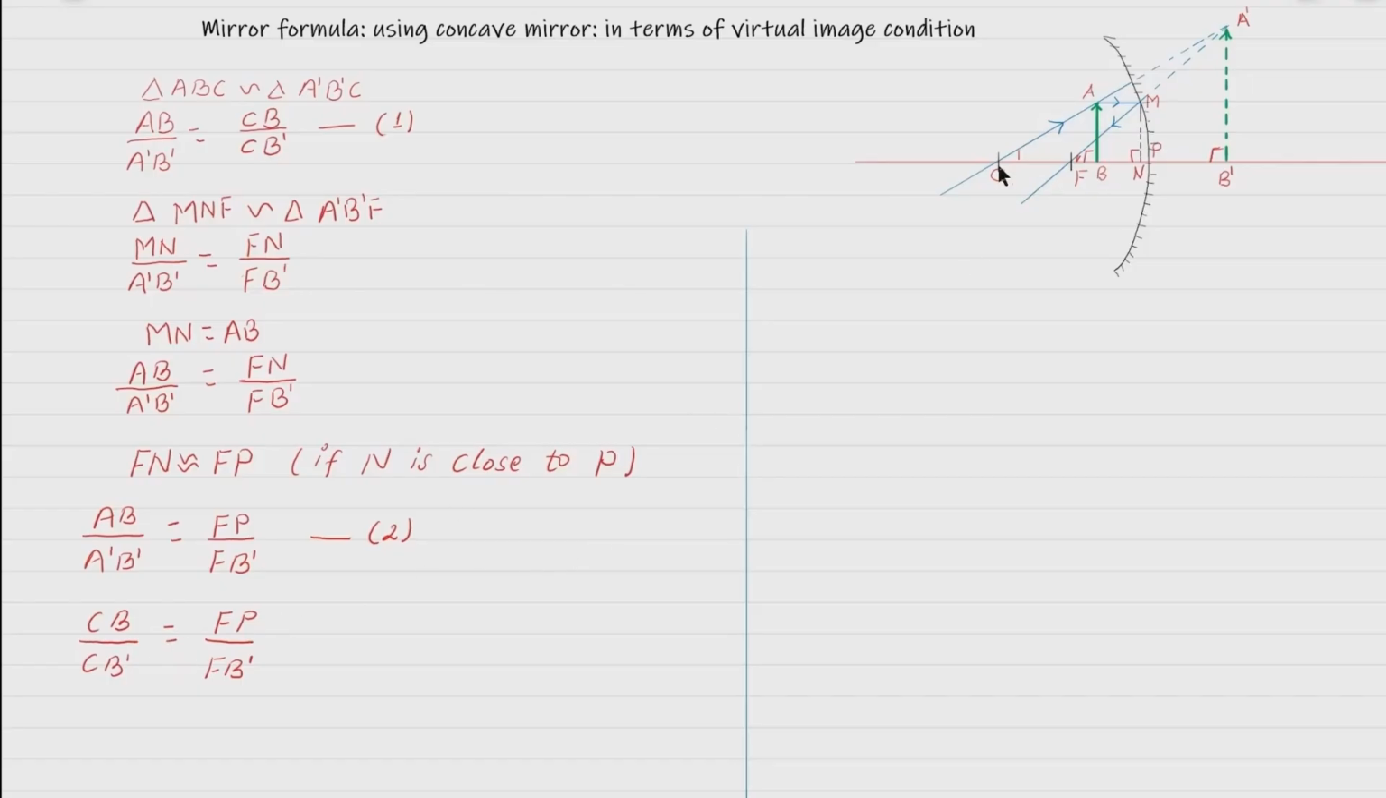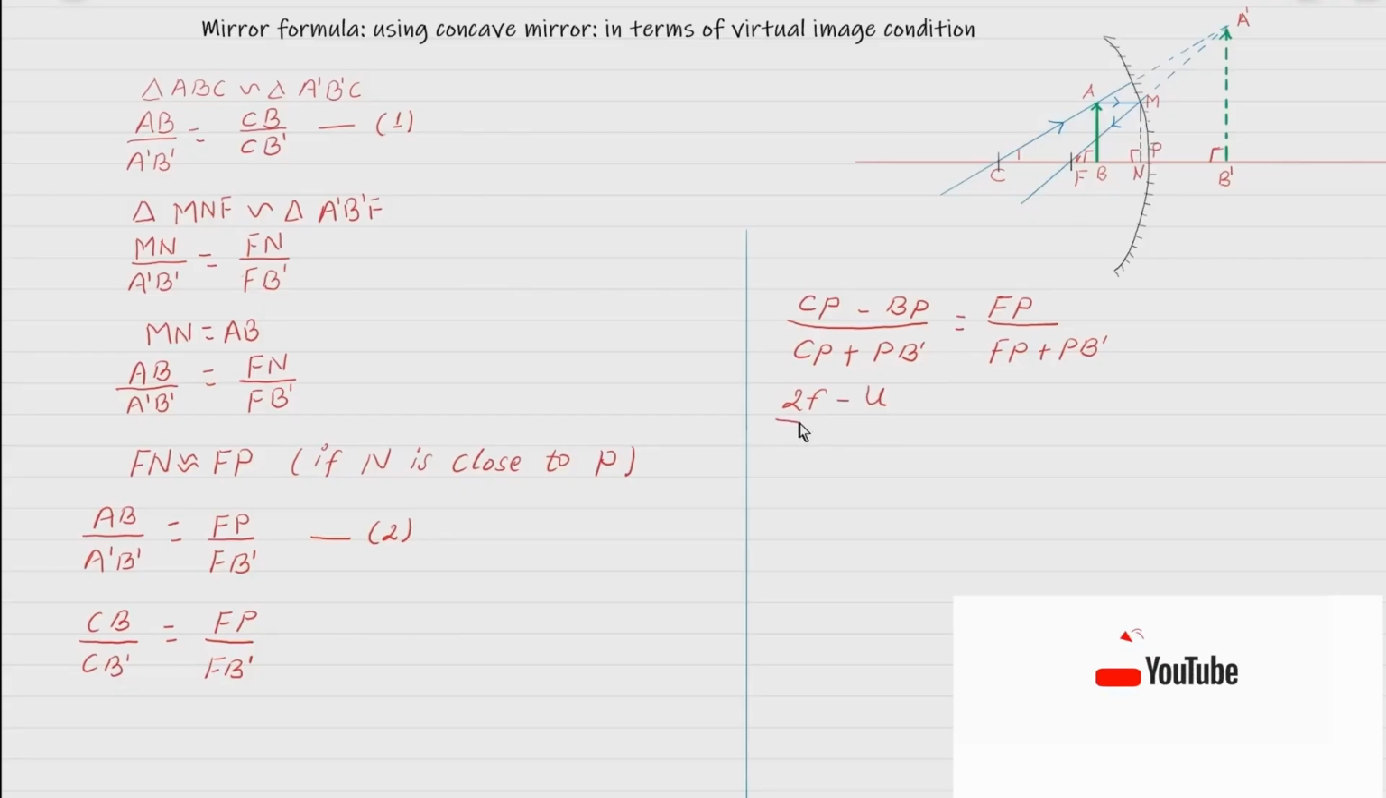CB can be written as CP minus BP, divided by CB dash, which can be written as CP plus PB dash, is equal to, let us leave FP as FP itself, divided by FB dash, which can be written as FP plus PB dash. Now applying the RP sign convention rule, that means real positive, we can write CP as twice the focal length, twice F, minus BP, which is our object distance, written as U, divided by CP, twice the focal length, plus PB dash. PB dash is our image distance and it is virtual, so we have to write it as minus V according to the RP sign convention.